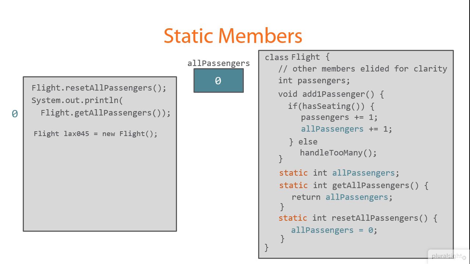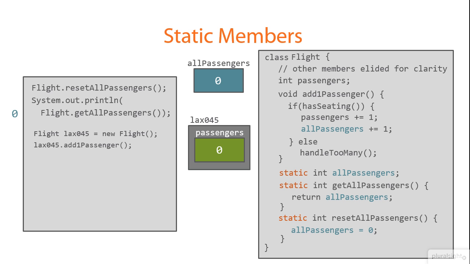So when we actually create an instance of the flight class, it has its own memory. Again, notice that that instance memory is separate from the all passengers memory. So if I say LAX 045, add one passenger, of course the passengers for the instance LAX 045 gets incremented by 1, as does all passengers. If I call add one passenger again on LAX 045, LAX 045 passengers increments by 1, as does all passengers.